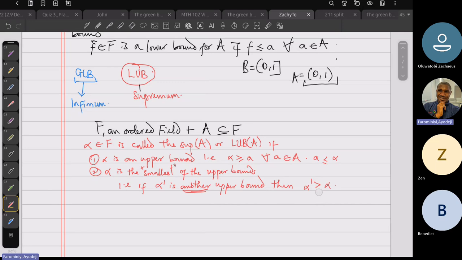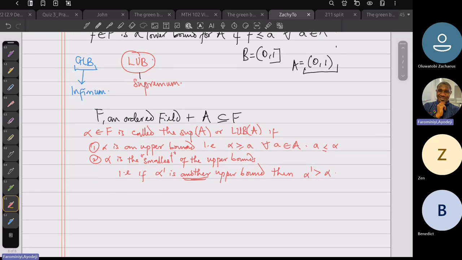Okay? There is a particular characterization of supremum too that we can talk about. This one is a characterization that comes from the property. It is not always put in the definition, the characterization. So if alpha is a supremum, what happens if you subtract something from alpha? Where do you fall?